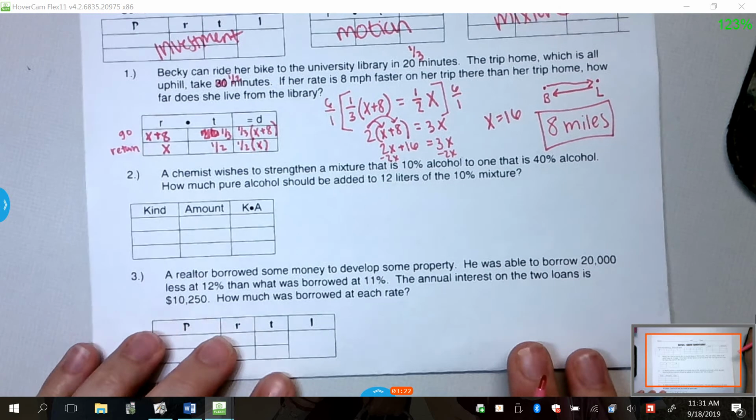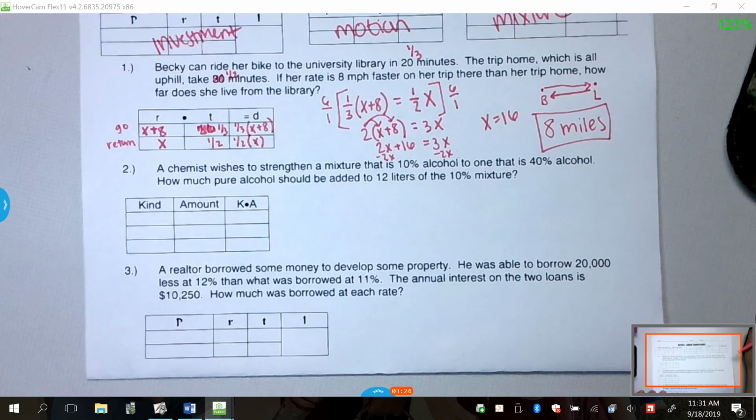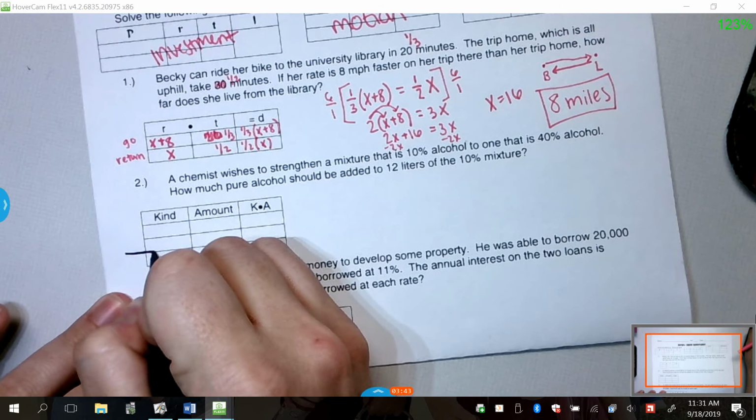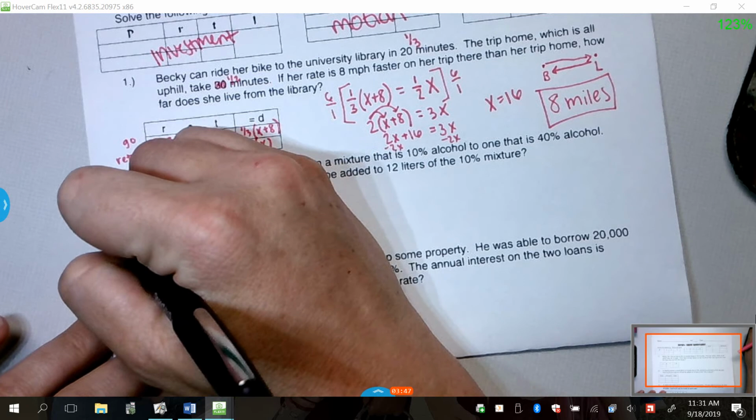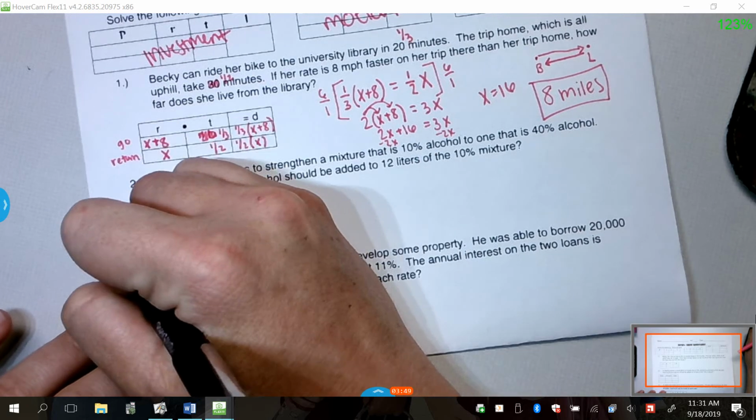All right, let's look at number 2. So it says a chemist wishes to strengthen a mixture that is 10% alcohol to the one that is 40% alcohol. How much pure alcohol should be added to the 12 liters of the 10% mixture? So this is a mixture. It even pretty much tells us this is a mixture. I want you to be careful, okay? I want you to remember this is your have, this is your want, okay?